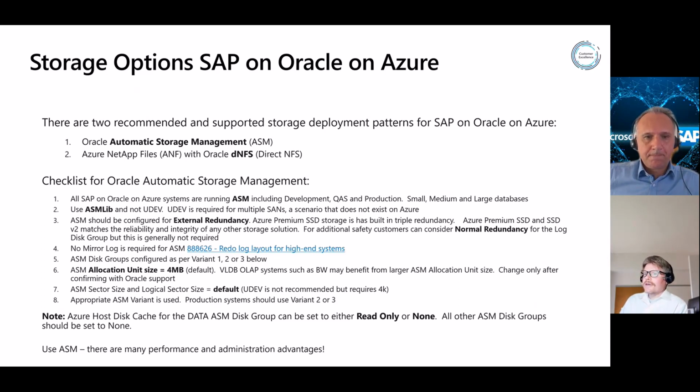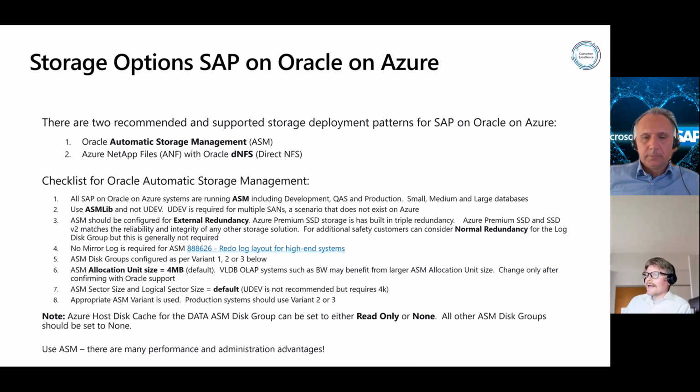So there's a very old document out there for ASM for SAP systems, and in that document they have 3 variants for ASM disk groups. And what we've done is taken those, modernized them, shared them with our Oracle partners, and got their feedback. And we're going to go quickly through those in a minute.